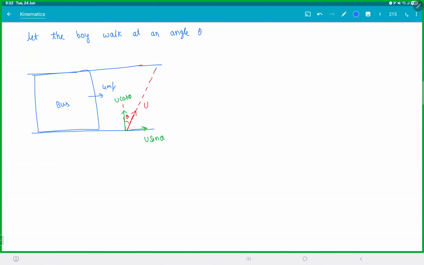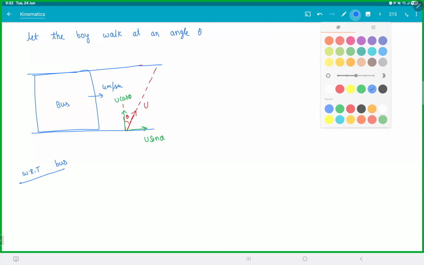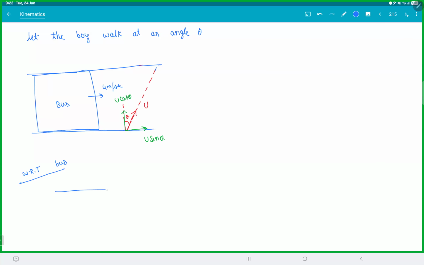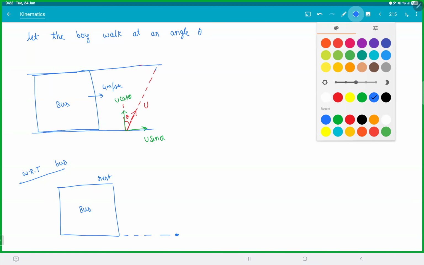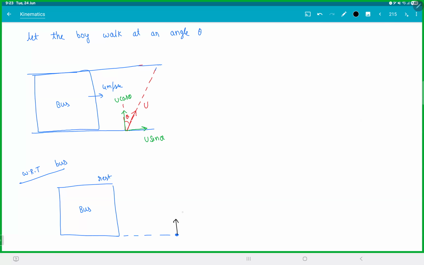So let's stop the bus. Let's solve with respect to the bus, meaning we are seeing from the driver's perspective. With respect to the bus, I have to subtract the bus's velocity backward. So 4. So the bus will come to rest. The driver will think, okay, I am at rest. Now this boy's velocity in the vertical direction will be u cos theta. You stop the bus, so this will become 4 and this will become u sin theta. You have to put 4 backward, isn't it?